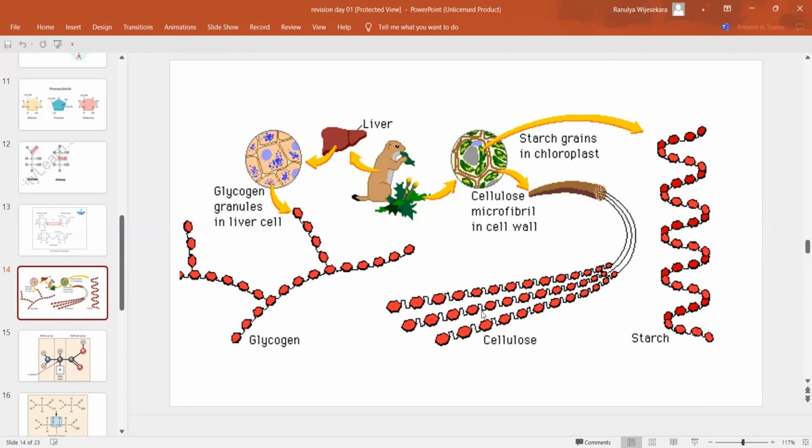So when we take starch, there are two types, amylose and amylopectin. Both are storage polysaccharides. The monomer is glucose. Amylose is a linear polymer, while amylopectin is a branched polymer. Then glycogen, it is again a storage polysaccharide. Monomer is glucose, but it is a branched polysaccharide. Cellulose, again the monomer is glucose, right? It is a structural polysaccharide and linear, right? Linear.